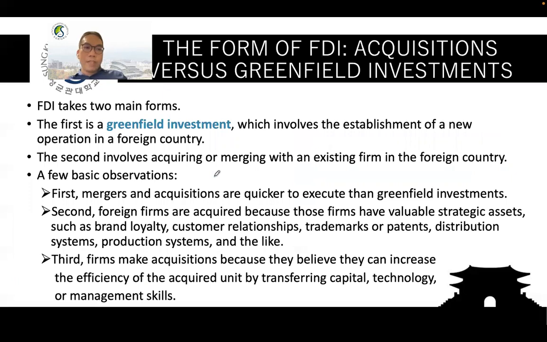The forms of FDI here, the first one is greenfield. As the name indicates, you can quickly guess, greenfield means the establishment of a new operation in a foreign country. So you build from scratch. It has nothing. You go there, you establish it. You essentially start from nothing. You build from scratch.